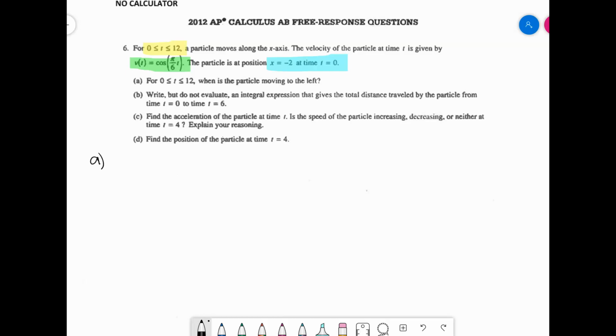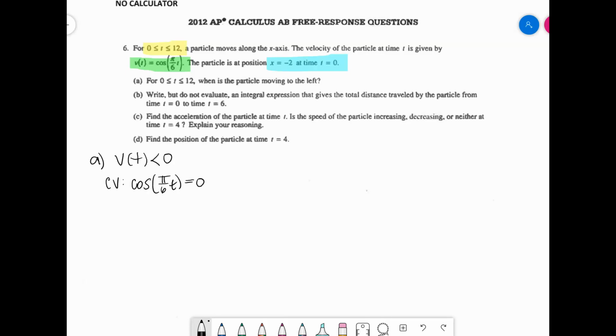So a particle moves to the left when the velocity is less than 0, aka negative. So our job is to figure out when the cosine of pi over 6t is less than 0. Well, for starters, we need to figure out the critical value. A critical value is when the velocity is actually equal to 0. So that's when the cosine of pi over 6t is equal to 0.